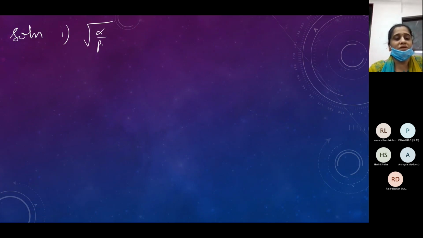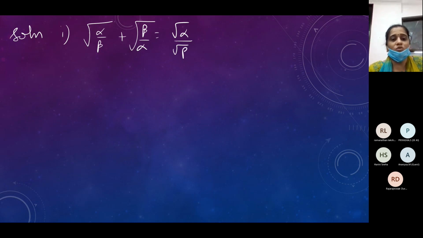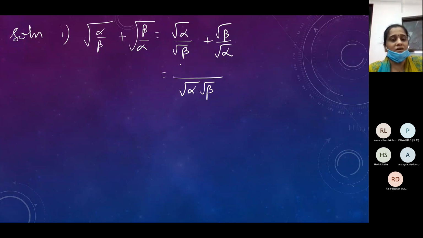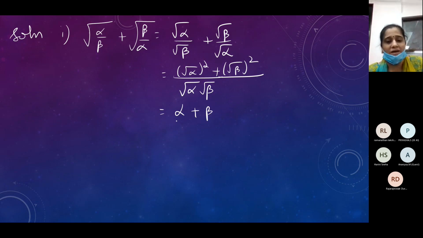Root of alpha by beta plus root of beta by alpha is... No, I'm not working for myself. Somebody look at the board. Root alpha by root beta plus root beta by root alpha. Then common denominator: root alpha into root beta is a common denominator. So here you will have to multiply by root alpha. Root alpha into root alpha is root alpha the whole square, correct? Plus it will be root beta into root beta the whole square. Then root alpha the whole square is alpha. Root beta the whole square is beta, by root of alpha beta.